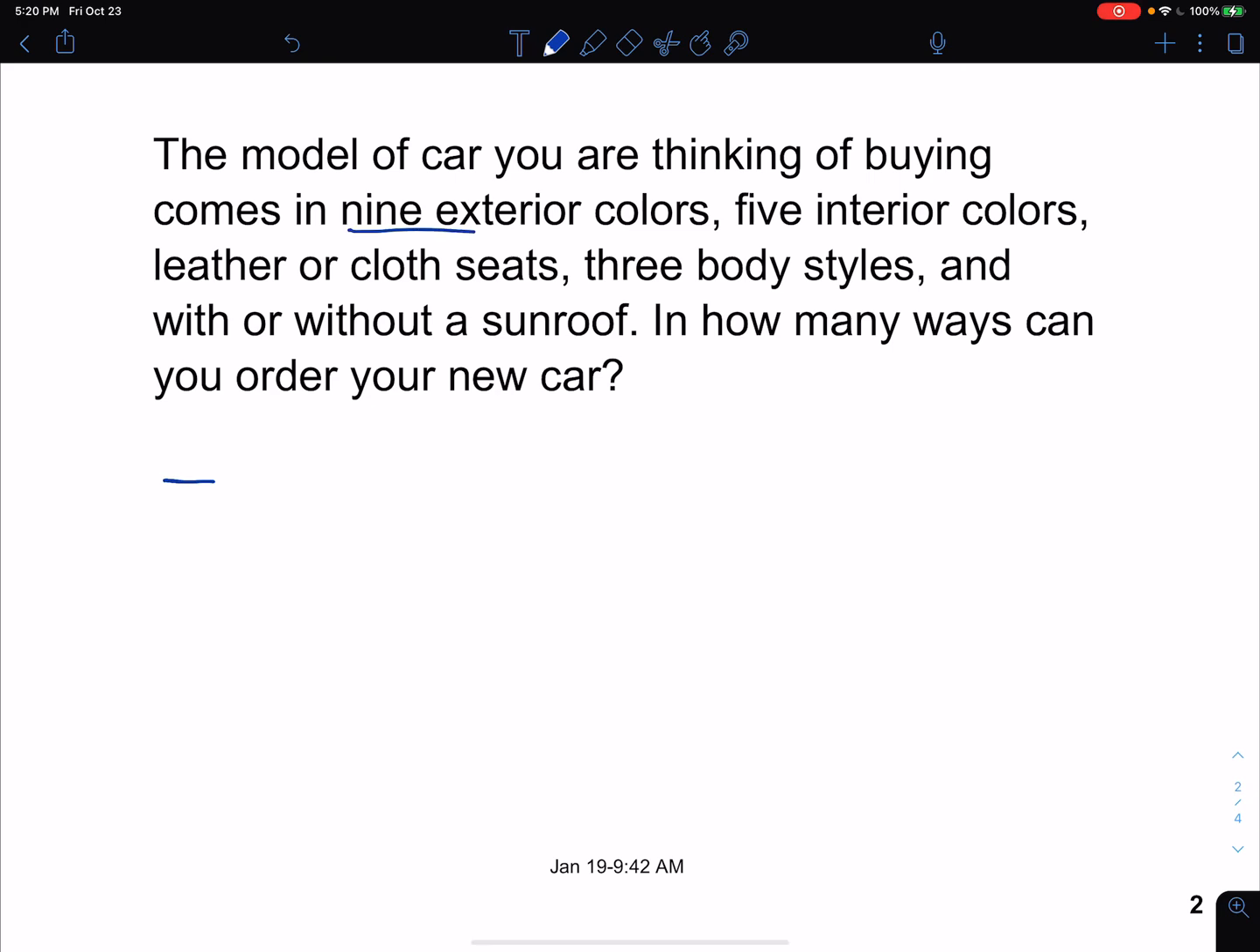So the first thing they tell me is that we have the 9 exterior colors. So for the exterior colors, we have to choose one of those 9 colors. The next choice we have to make is about the interior colors. They tell me that there's 5 different options there. So I'm going to multiply by 5 because I have to choose one of those 5.